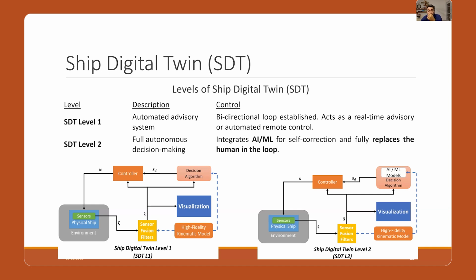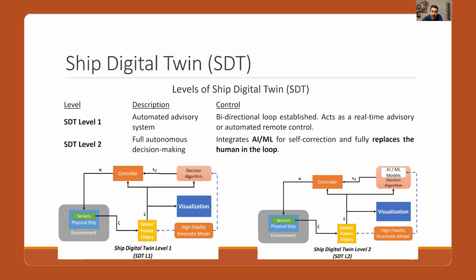At Ship Digital Twin Level 2, it's nearly the same. The decision-making architecture advances significantly with the integration of artificial intelligence and machine learning. Here we have an AI and ML model in the decision algorithm process. A core component of this level is the machine learning model initially trained using high-fidelity kinematic simulations. In our Ship Digital Twin Level 2 setup, the kinematic model plays two key roles. First, it supports sensor fusion algorithms by serving as a reference model, helping to detect and correct outlier measurements.